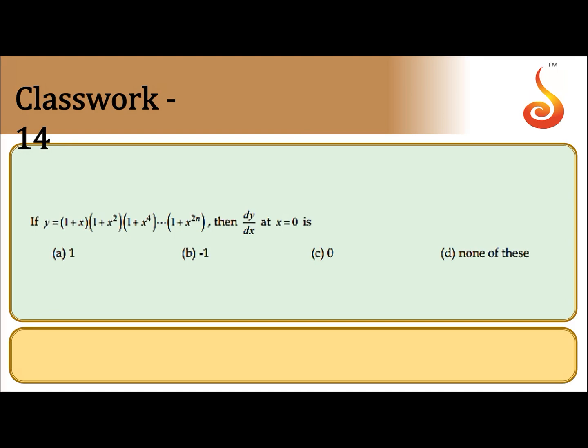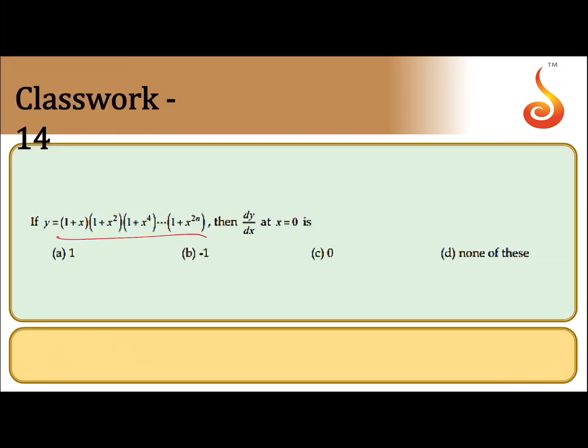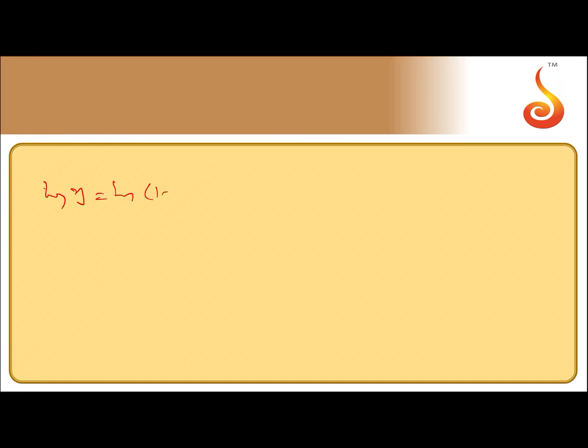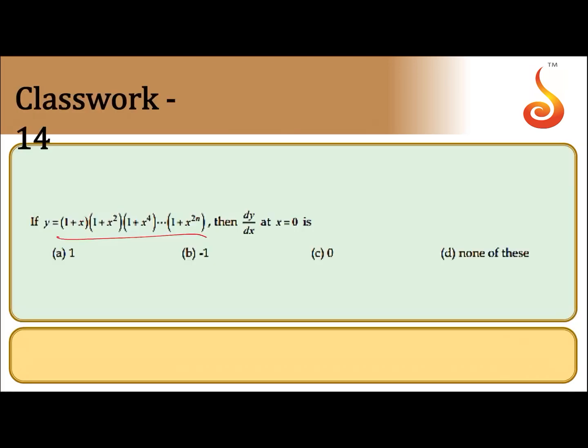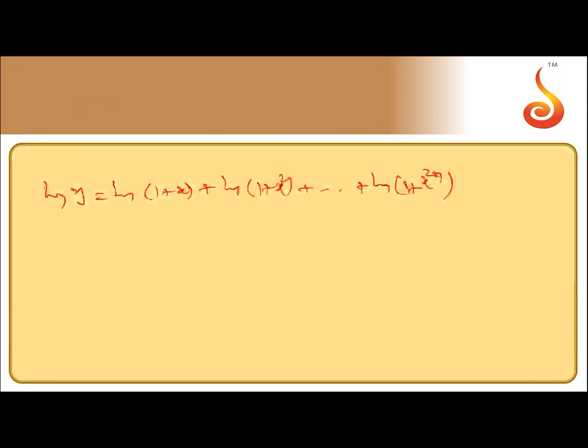Coming to the next one. y is equal to this function for different values of n: (1 plus x), (1 plus x square), (1 plus x power 4), and so on, up to (1 plus x power 2n), then d by dx at x equals 0. Because you have got a product of terms here, why don't you take logarithm here? Logarithm of y is equal to logarithm of (1 plus x) plus logarithm of (1 plus x square) and so on, up to logarithm of (1 plus x to the power 2n). Then d by dx at x equals 0.